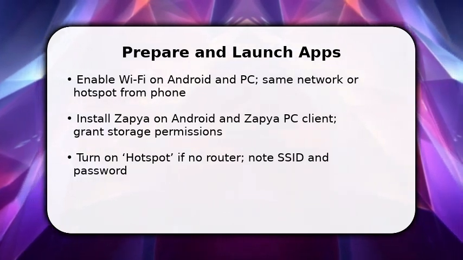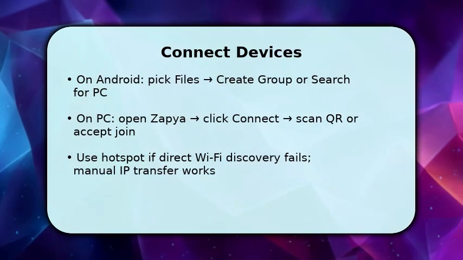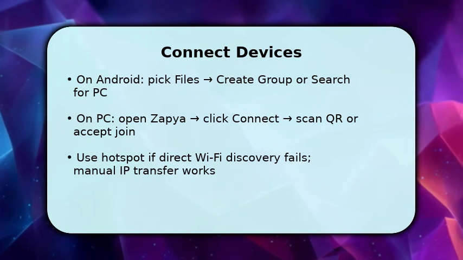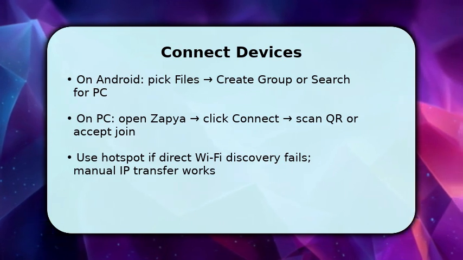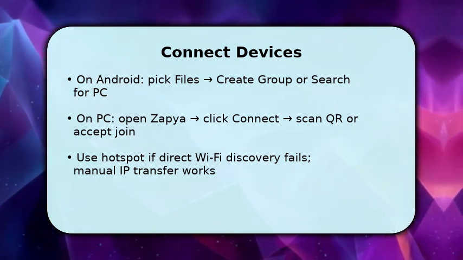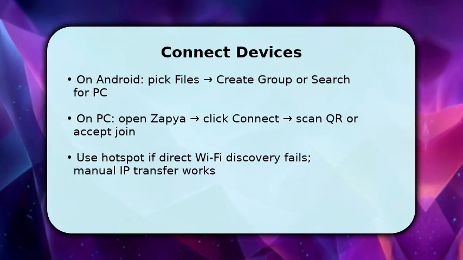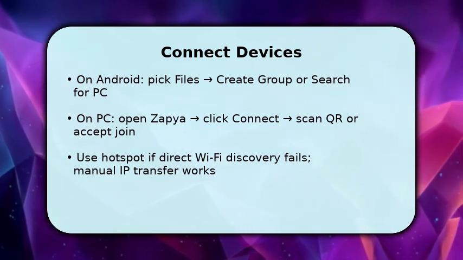You now create or join a group to establish a link. On Android choose Send, select Files and Create Group, or tap Search to scan for the PC. On the PC client, click Connect and either scan the Android QR code or accept the incoming join request.